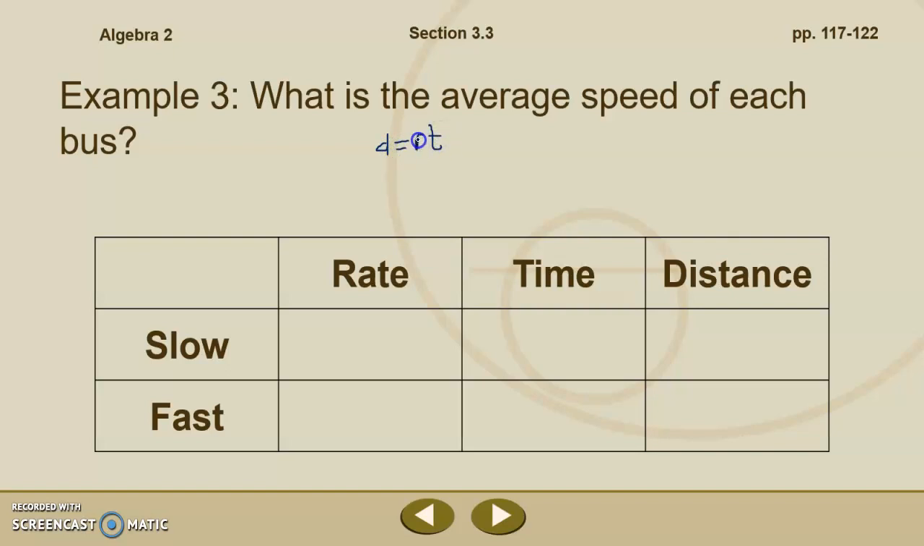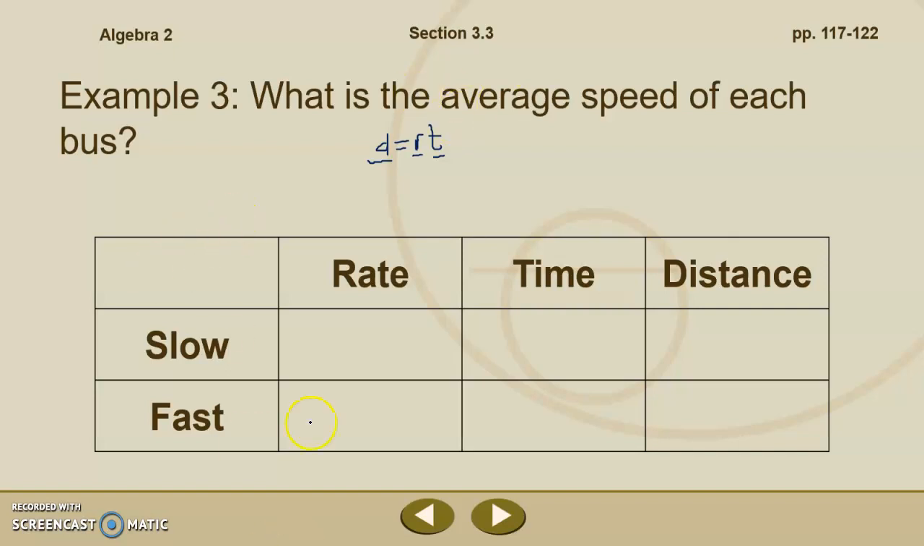Think about it this way. If my rate is 60 miles an hour and I drive for 1 hour, my distance is 60 miles. So we use distance equals rate times time frequently in everyday driving. Even though we may not actually think D equals RT, we're using that to figure out total distance driven and our speed.